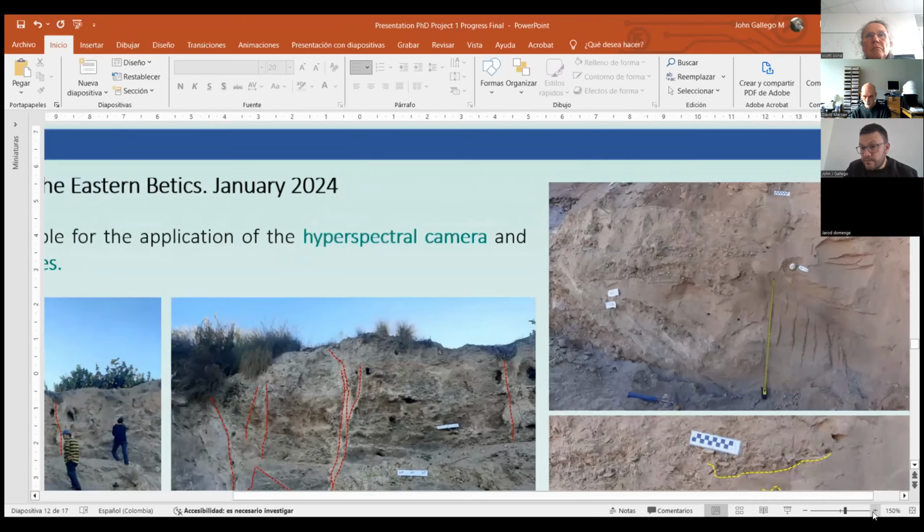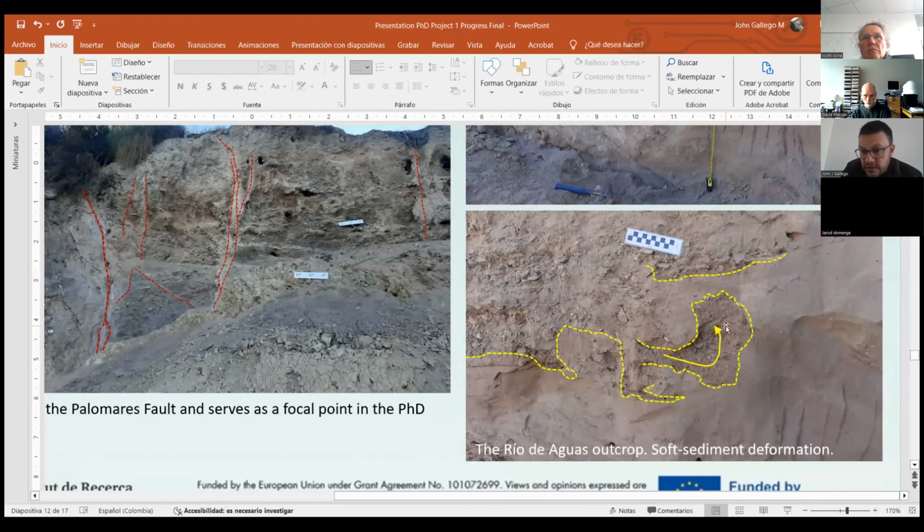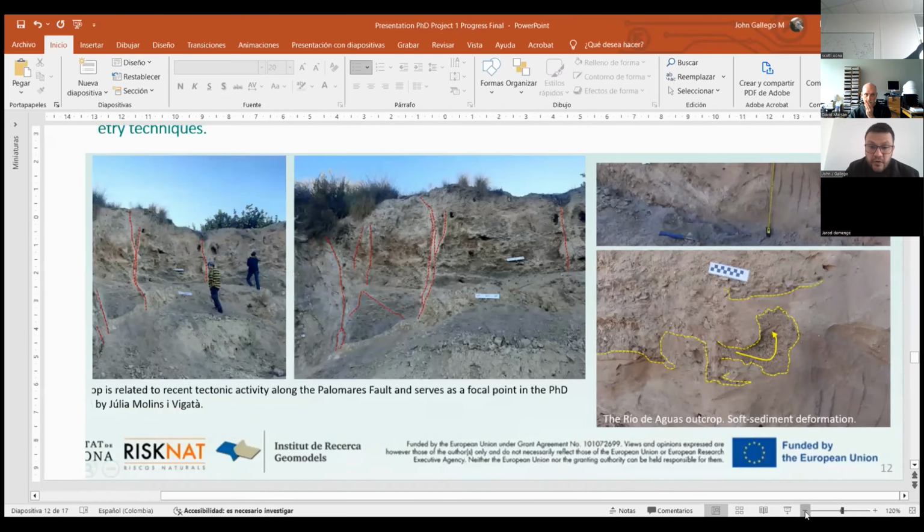Also in this picture, we went to visit another area where we can have more recent sediments where the formation actually was not so clear. We identified some evidence of liquefaction that actually can be related to just sediment charts, and also to an historical earthquake that happened in the town of Vera in the 15 something. So for sure the camera will be really useful here.